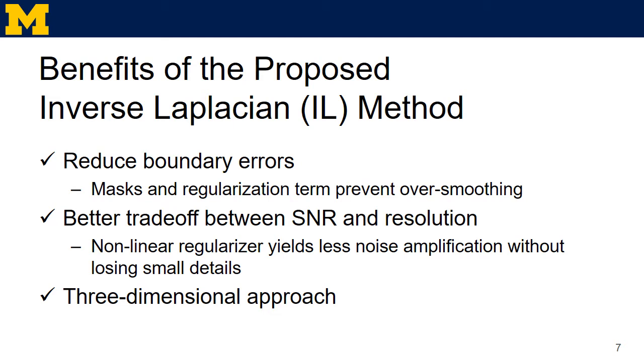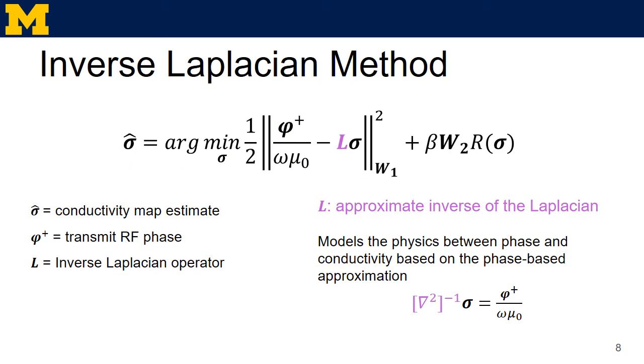The first is that we're going to reduce boundary errors by using masks and a nonlinear regularization term. The second is a better trade-off between SNR and spatial resolution, again using a nonlinear regularizer. And the third is that it is a fully three-dimensional approach to phase-based conductivity mapping. The estimator for conductivity using the inverse Laplacian method is given here. And we're still estimating conductivity sigma hat based on our transmit phase, phi plus.